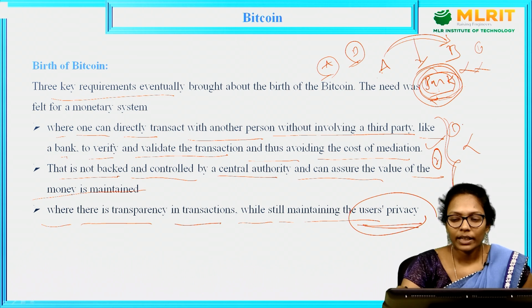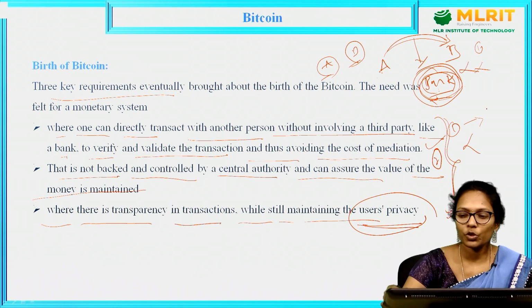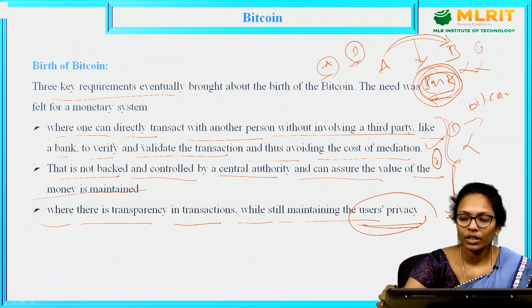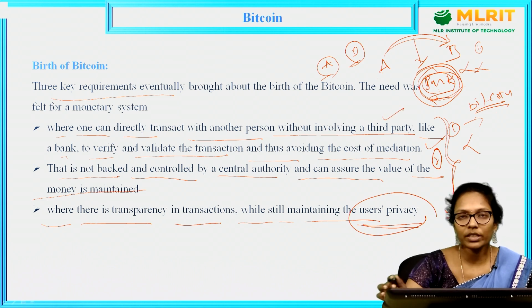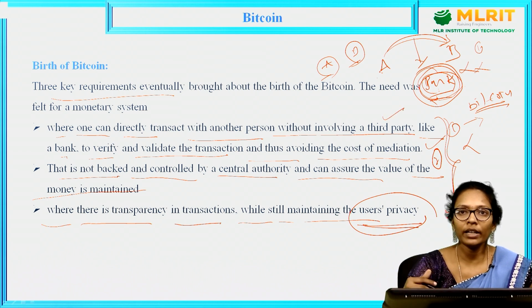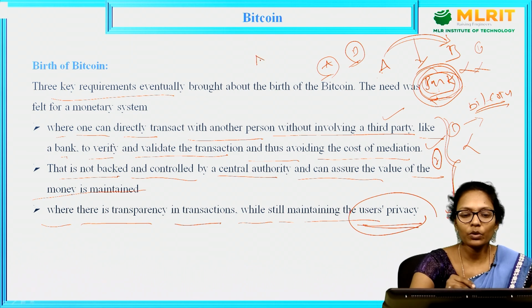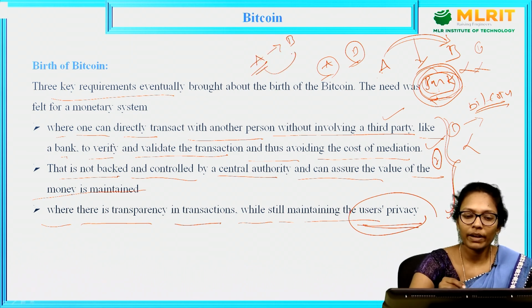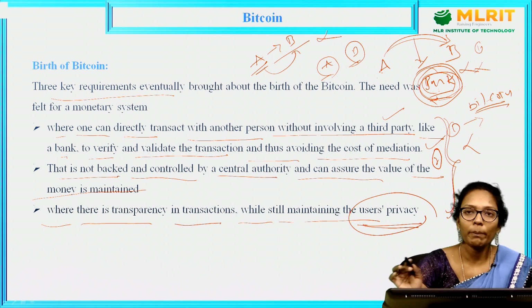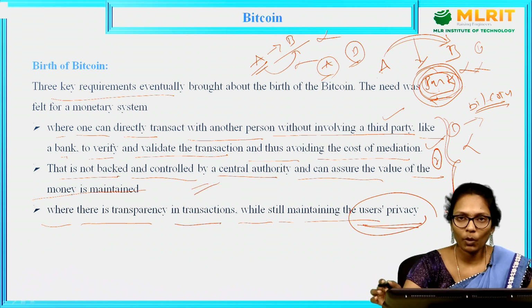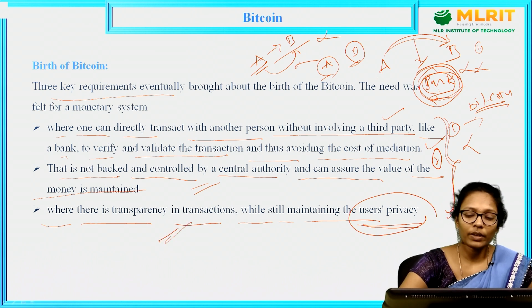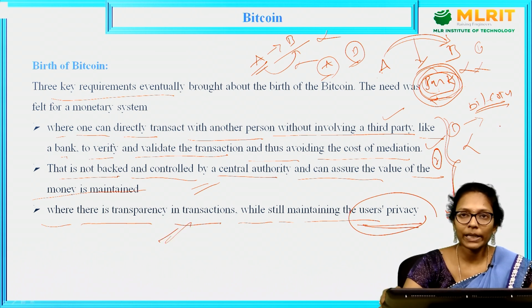So then he came with a solution called Bitcoin. Bitcoin is solving all these requirements. The first one, there is no central authority or middleman to perform this transaction. If I want to transfer some Bitcoins from A wallet to B wallet, you can transfer directly. There is no middleman here. Coming to the second one, there is no central authority to monitor this transaction. And the third one, as Bitcoin follows a public blockchain, all the transactions are open and transparent.